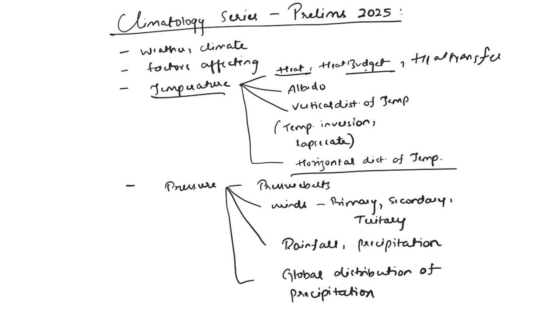And later, coming to the vertical distribution of temperature, in this we have seen the concept of temperature inversion, the conditions required for temperature inversion, and what the impacts of temperature inversion are. And also lapse rate, if you can remember: lapse rate, wet adiabatic lapse rate, dry adiabatic lapse rate, absolute stability, conditional stability. These we have also seen.